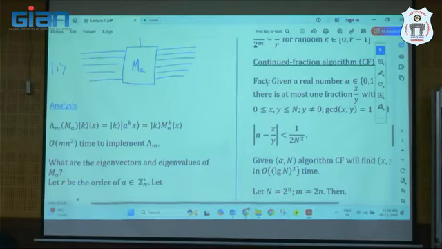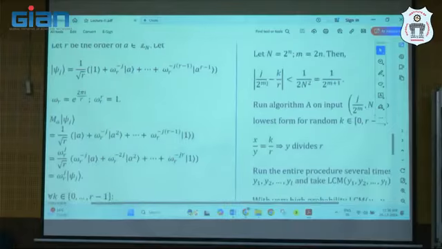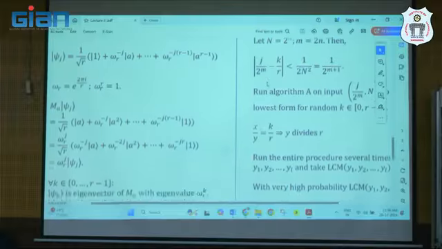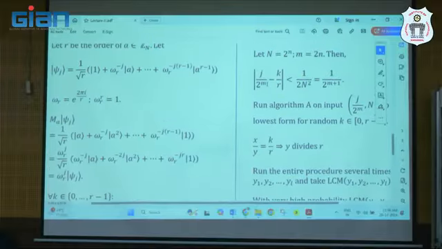Let r be the order of a. Let this vector psi j be this vector here. Let's look at it carefully. It is 1 over square root r times ket 1 plus omega r... Remember, what is omega r? It is e to the 2 pi i divided by r. Remember our convention: omega subscript r is e to the 2 pi i divided by r.